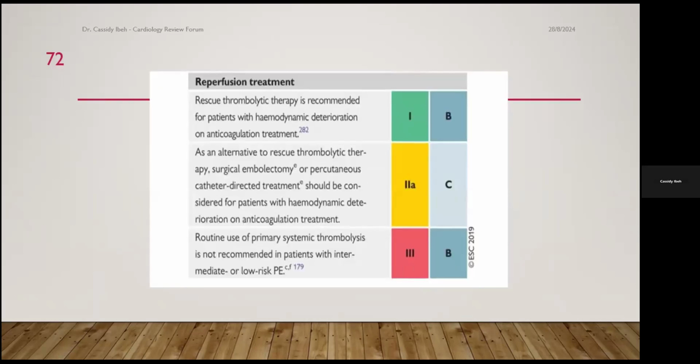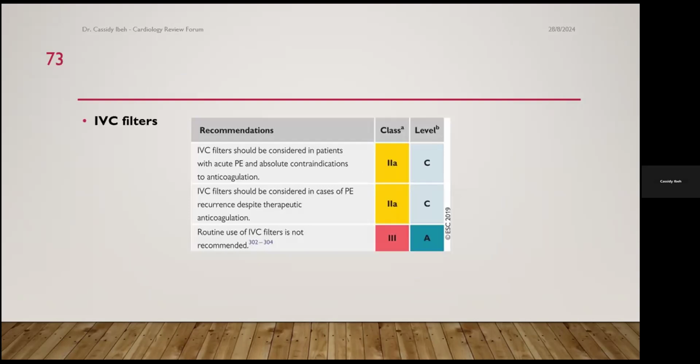Now, for reperfusion treatment, it is a class 1 indication that rescue thrombolytic therapy is recommended for patients with hemodynamic deterioration on anticoagulation treatment. And routine use of primary systemic thrombolysis is not recommended in patients with intermediate or low risk PE. Another thing that can also be used is IVC filters. It is a class 2A that their use should be considered in patients with acute PE and absolute contraindications to anticoagulation. And it should also be considered in patients with PE recurrence despite therapeutic anticoagulation.